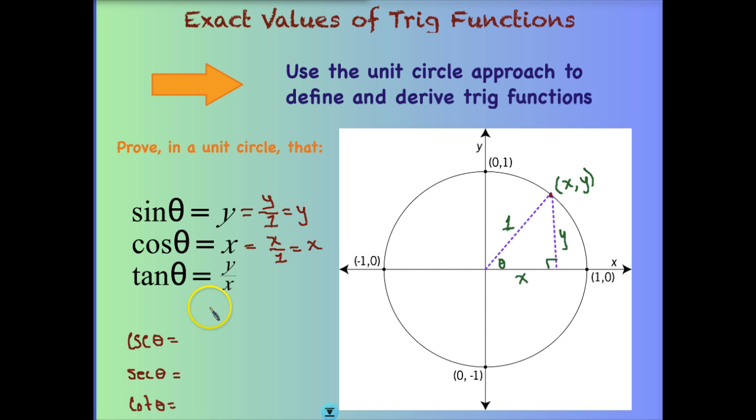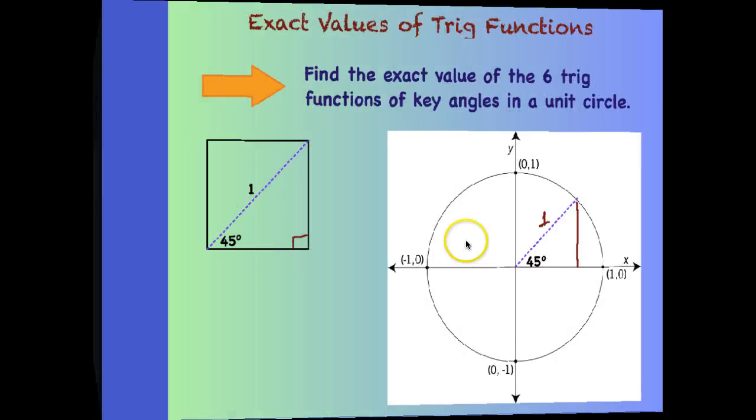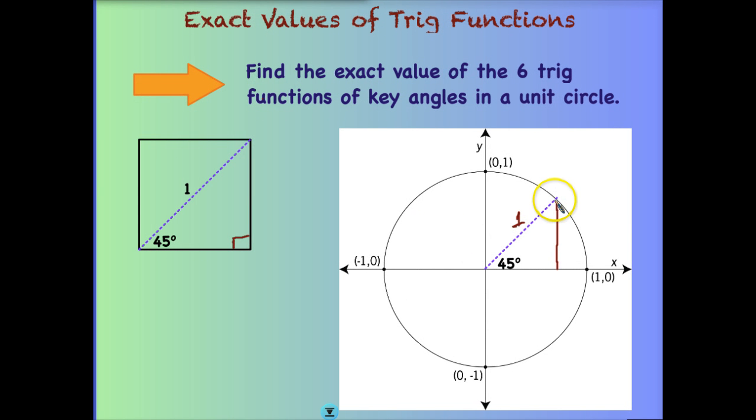Now let's look at our reciprocal functions. All we have to do is take the reciprocal. Cosecant is the reciprocal of sine, so that's going to be 1 over y, secant is 1 over x, and cotangent is x over y. We will be using this understanding quite a bit as we move forward over the next few weeks. Let's now define those exact values for x and y. What is x and y at certain key angles?